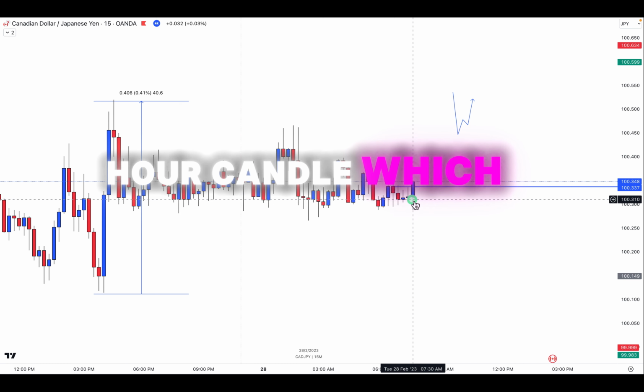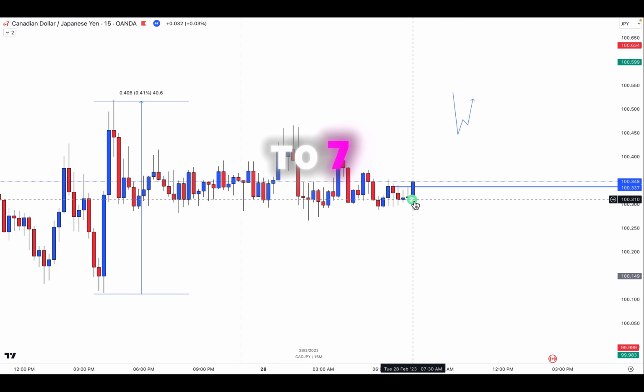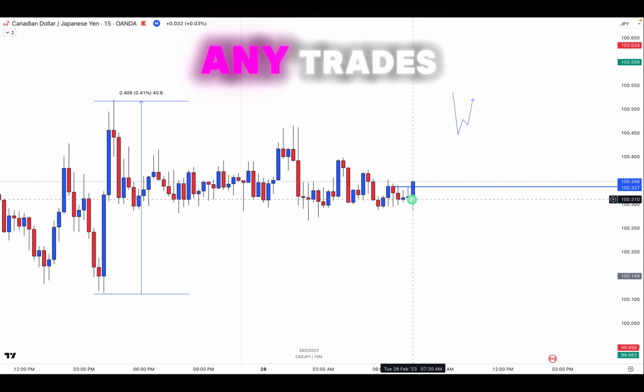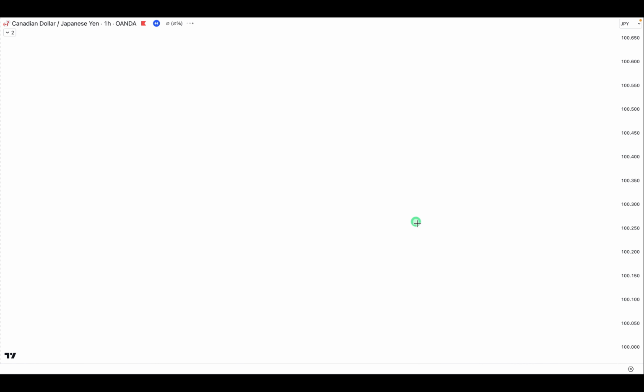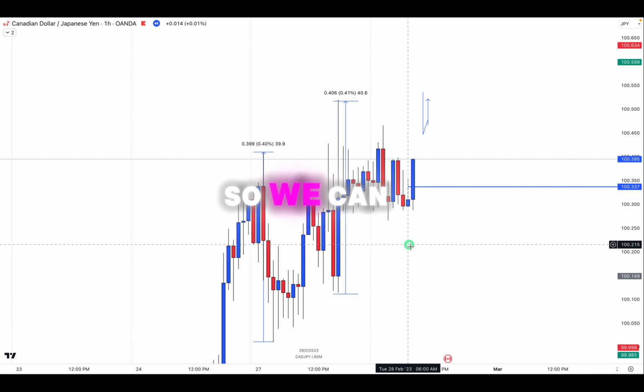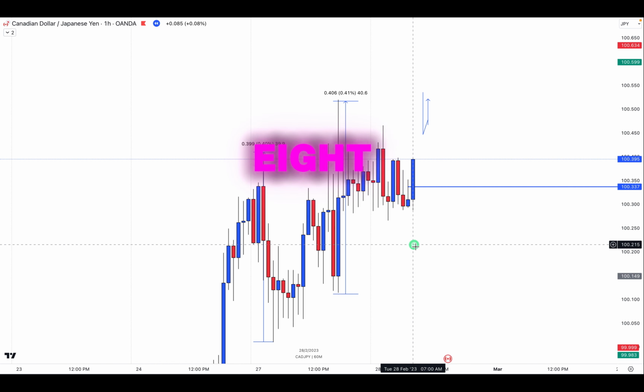The 1 hour candle which closed between 6 to 7 should have closed bullish for us to enter any trades. Let's see here. You can see the candle from 6 to 7 here was bullish, so we can enter any trades from 7 to 8.